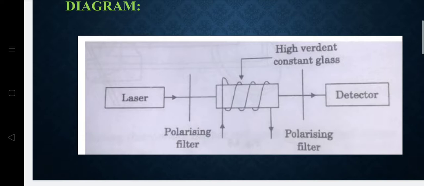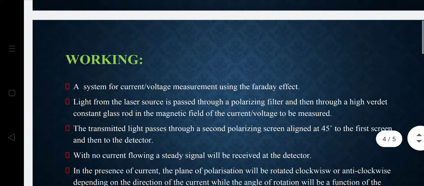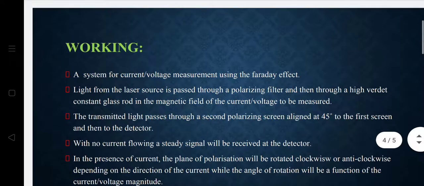Next, when it enters the filter, it gets filtered and moves into the high Verdet constant glass, and then the laser moves towards the polarizing filter, gets filtered again, and moves into the detectors. This is the working of the system. This is a system used for current and voltage measurement.